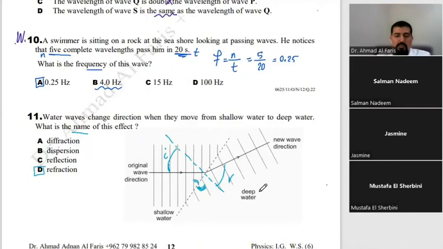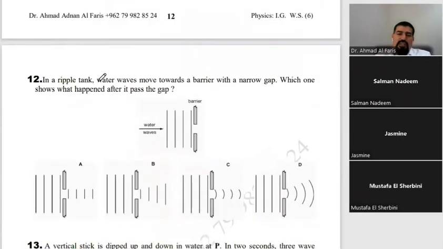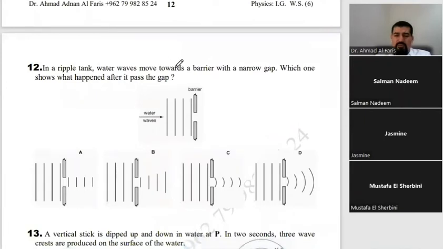Bravo. Okay. Number 12. In a ripple tank, water waves move towards a barrier with a narrow gap. Which one shows what happened after the wave passed the gap? In this situation, it will not continue as a plane wave, and it will not continue with a bigger size, not the amplitude. And it will not be curved in this situation either. It will diffract.